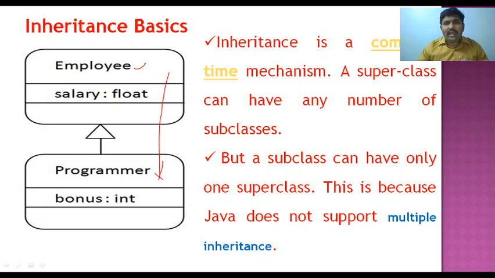Basically, inheritance is a compile time mechanism. A superclass can have any number of subclasses. Remember, there is no constraint on that. But a subclass can have only one superclass, because Java does not support multiple inheritance. So the thumb rule in Java is that a superclass can have any number of subclasses, but a subclass cannot have more than one superclass. That is, a child cannot have more than one parent, but a parent can have any number of children.